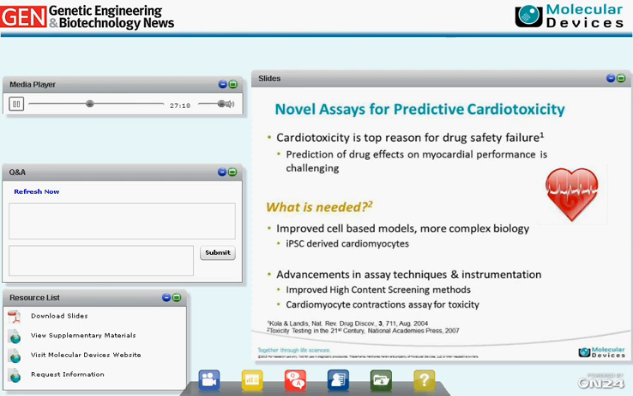So the industry has really been focused on this as a way to improve the efficiency of bringing drugs to market. And the two things they're focused on are, one, improved cell-based models, allowing you to look at more complex biology. And one of the models that we'll be talking about is iPSC-derived cardiomyocytes. And the second is really advancements in assay techniques and instrumentation. How can you improve the instrumentation, the hardware, the software, and the assays itself to give you more predictive information?